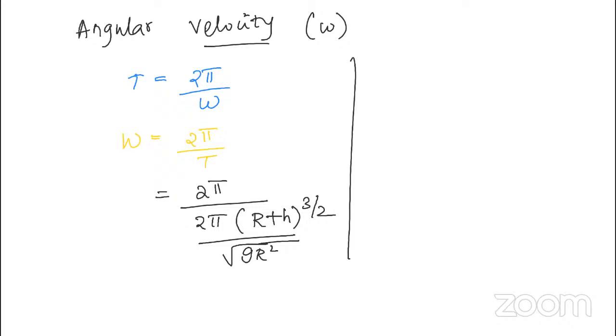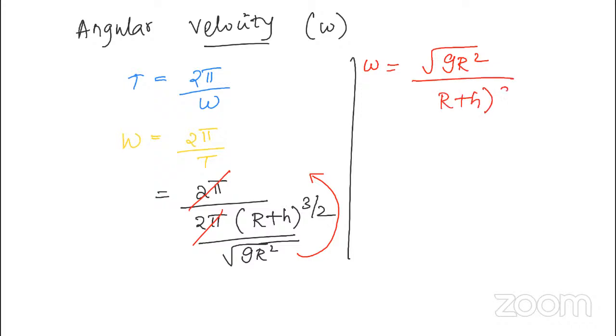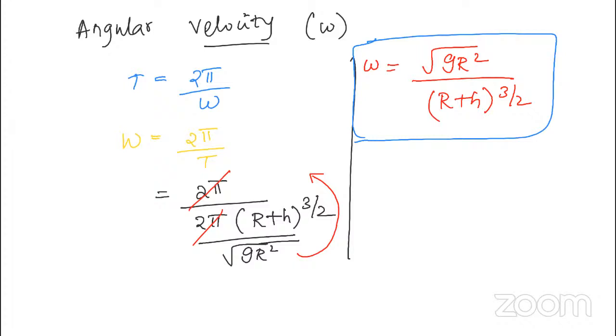Okay, so இதுல common terms 2 pi it is cancelled. So here omega is equal to, in the square root we have to bring it above. So square root of gr square divided by r plus h the whole power 3 by 2. Okay, so இந்த formula தான் நம்மளோட angular velocity calculate பண்றதுக்கு யூஸ் பண்ணக்கூடிய formula. Okay, so omega is equal to square root of g into r square divided by r plus h the whole power 3 by 2. Okay, next one, go for the energy.